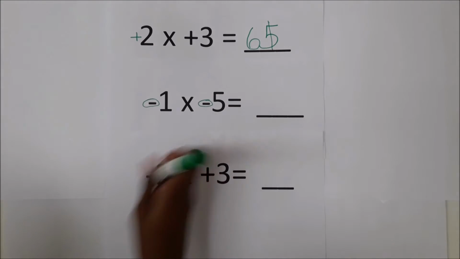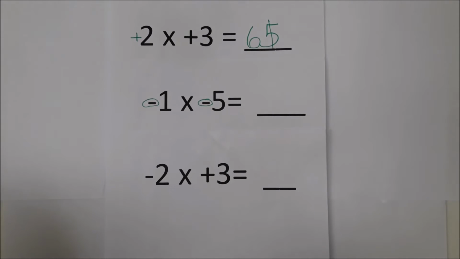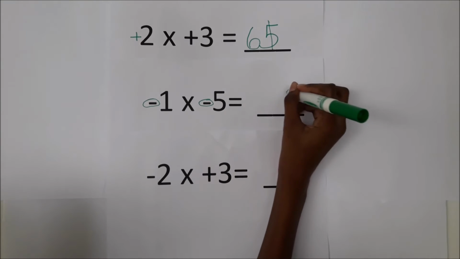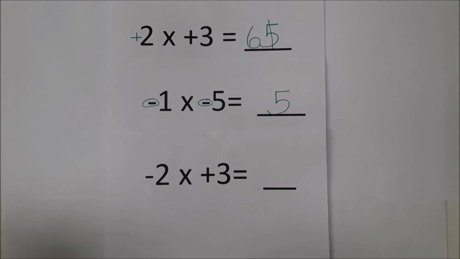What are the signs? Negative and negative. Negative times negative. And what would the answer be? Positive. And then 1 times 5. Positive 5. So put 5. Just put 5. That means positive 5. Negative times negative is the positive.